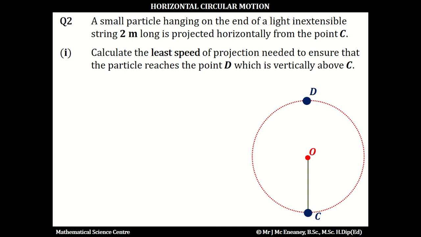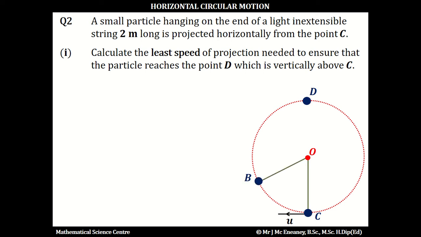Question 2. A small particle hanging on the end of a light inextensible string, 2 meters long, is projected horizontally from the point C. We want to calculate the least speed of projection needed to ensure that the particle reaches the point D, which is vertically above the point C. So this particle is given an initial horizontal velocity of magnitude u. So that means at C it's going to have kinetic energy only.